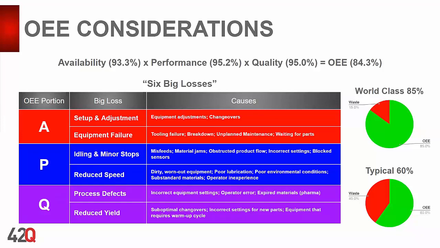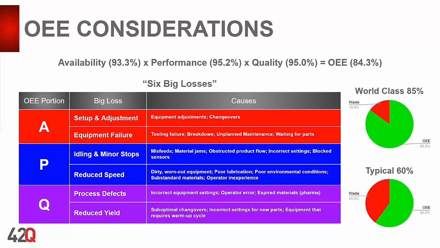So our first one, under availability, the big losses that you're going to see first is setup and adjustment. This is going to be caused by your equipment adjustments and your changeovers. That's going to cause you some losses of your availability, the downtime that you're going to need for that. And then also the other big loss is equipment failure. So this could be tooling failure, breakdown, unplanned maintenance, waiting for parts, any of that kind of stuff. So if you're seeing issues with your availability number, if that percentage is dropping, these are going to be the areas that you need to look at first to get that number back up. These are going to be your big losses for availability.